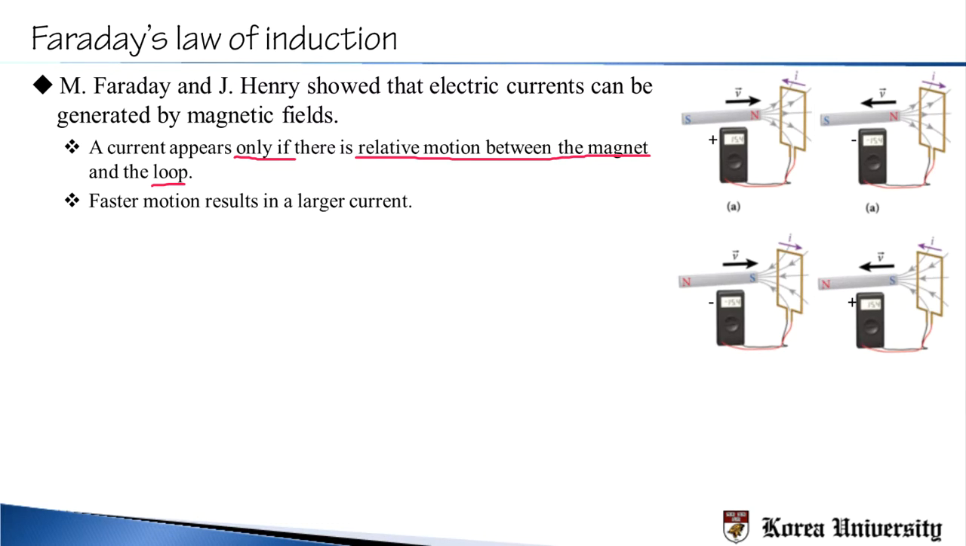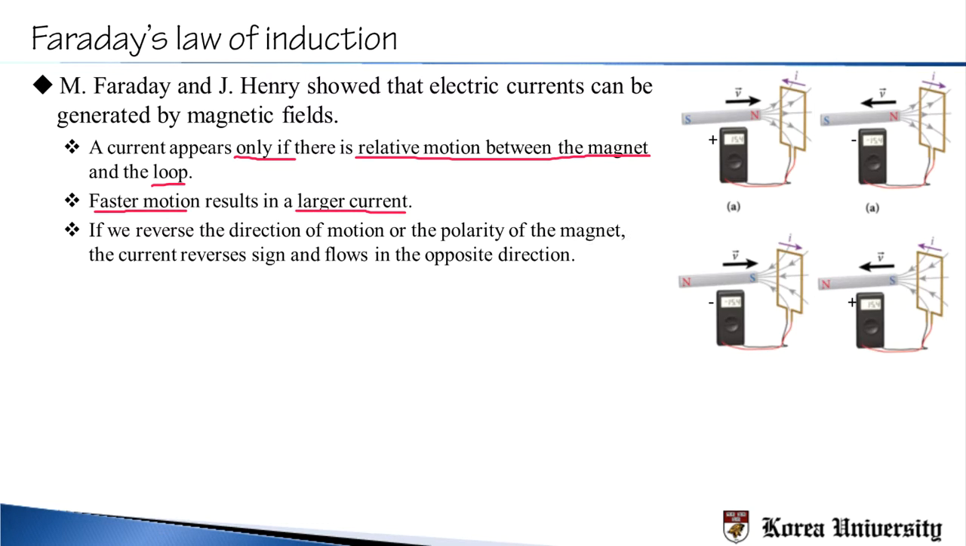We also have seen that when there is a faster motion, there will be a larger current. And finally, when you reverse the direction of the motion or the polarity of the magnet, the current also reverses sign and flows in the opposite direction. These are summarized in these four figures. In the first figure, we move the North Pole closer to the loop, and the current flowed counterclockwise. If we move the North Pole away from the loop, the current flowed clockwise.